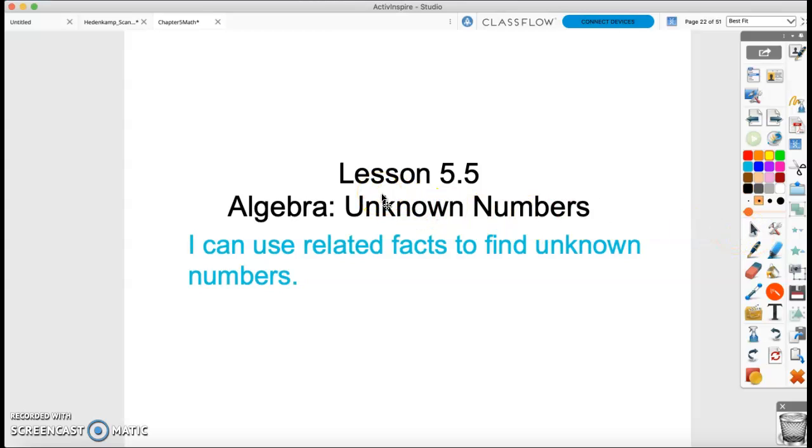This is Math Lesson 5.5, Algebra, Unknown Numbers. At the end of this lesson, you will be able to say, I can use related facts to find unknown numbers.